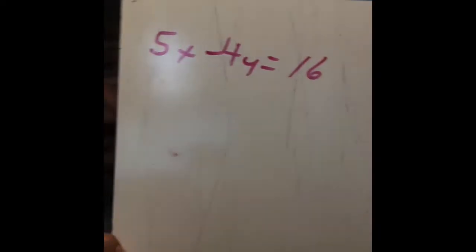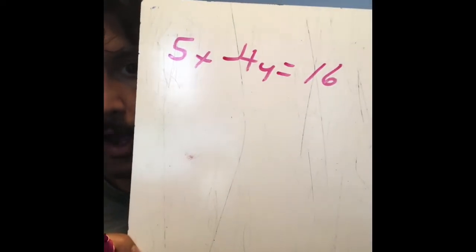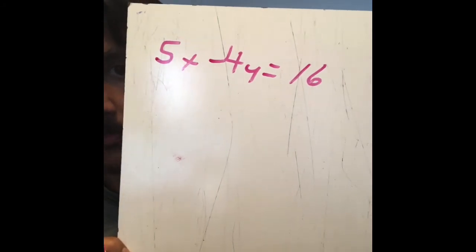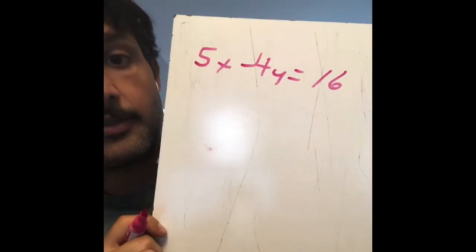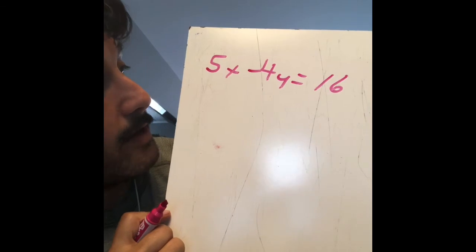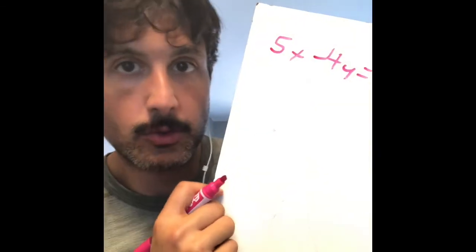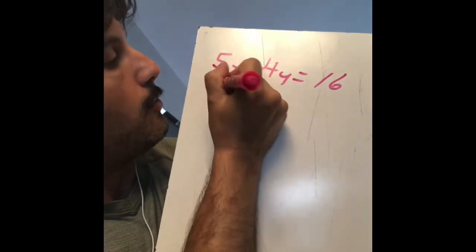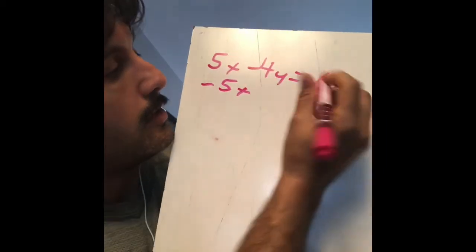We're going to do one more example. Again, in standard form, it's 5x minus 4y equals 16. And you want to solve for y in terms of x, or isolate for y. So there's a positive 5x, and you need to get rid of it, so subtract the 5x. What you do to one side, you must do to the other side.